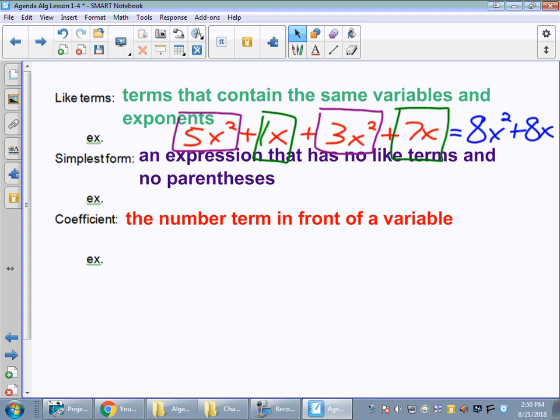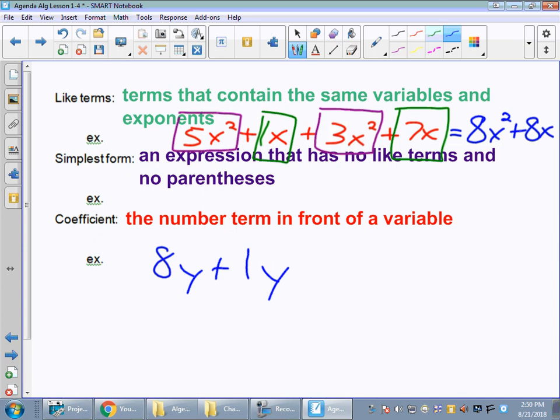Coefficient. That's the number in front of a variable. So in the above example, 5 would be the coefficient in front of the x squared. 1 would be the coefficient in front of this x. We've got a 3 as a coefficient and a 7 as a coefficient. That's the number in front of the variable. So in an example here, if we use, say, 8y plus 1y, these are your coefficients. 8 is a coefficient, and so is 1. Those are the numbers in front of the variable.